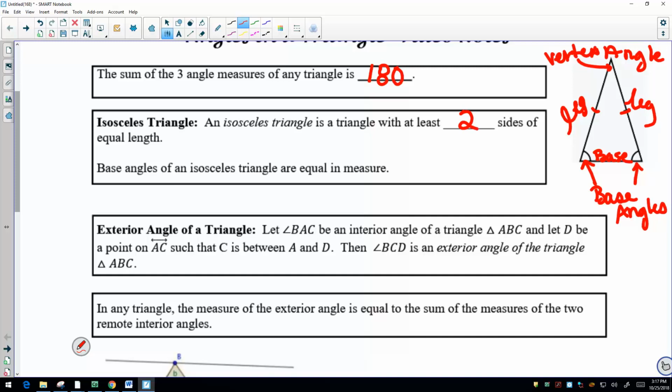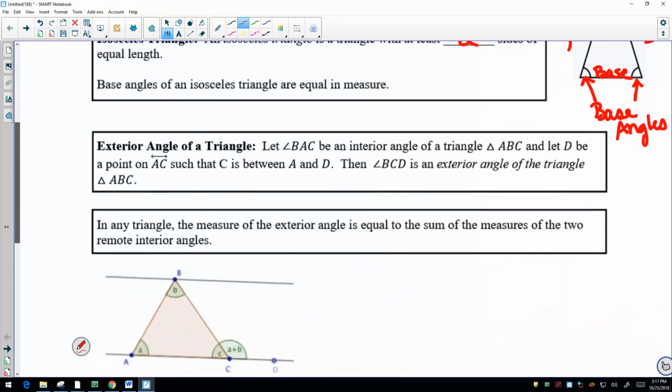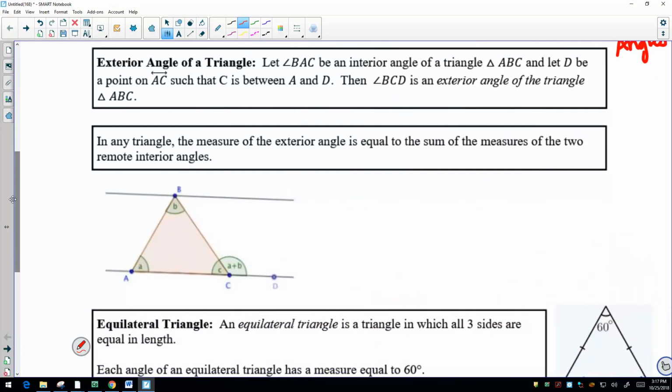Okay. Next thing we're going to take a look at is something referred to as the exterior angle of a triangle. So the exterior angle, and we're going to look at this picture below. It says let angle BAC, so that's this one down here, be an interior angle of triangle ABC. And let D be a point on this segment, so that C is between A and D. So if we look at angle BCD, angle BCD is this one right here. It says that's an exterior angle of the triangle.